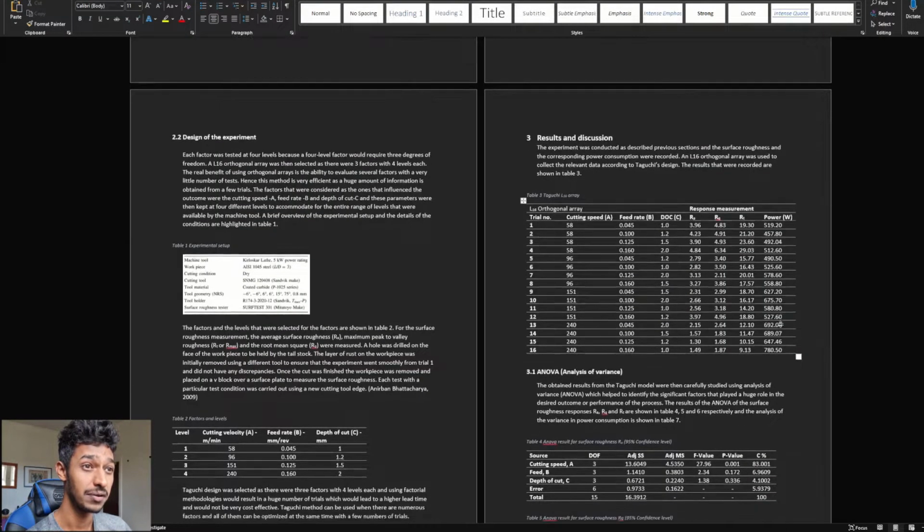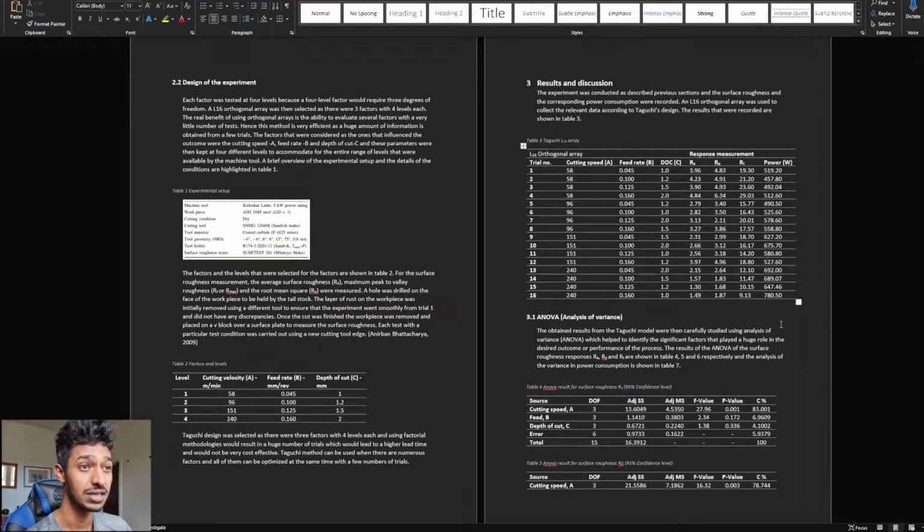This is specific to my paper. I had to write a little bit about the design of the experiment. This section is about how the machine was set up in my case, and the environmental conditions, the cutting velocity, the feed rates that I used, stuff like that.